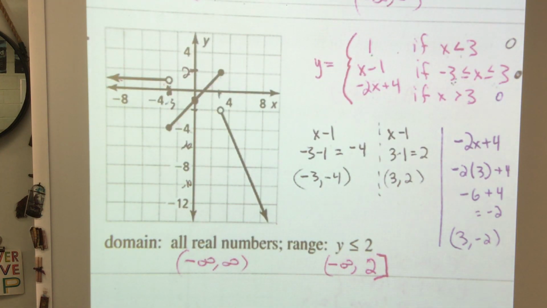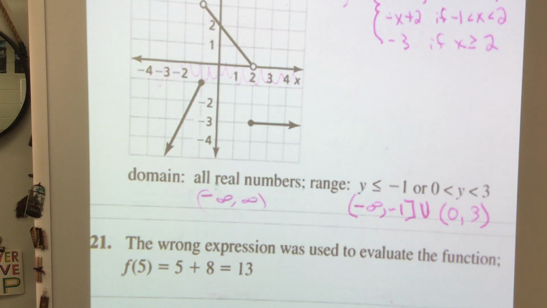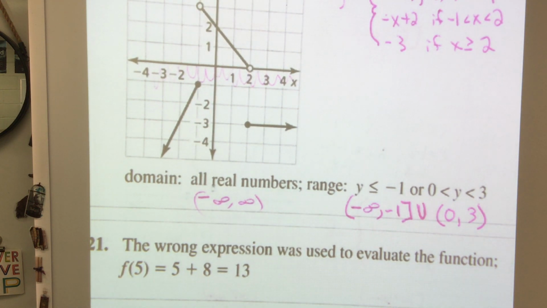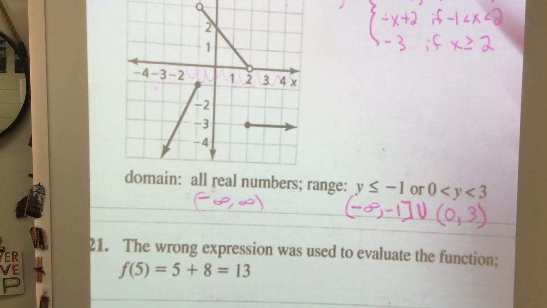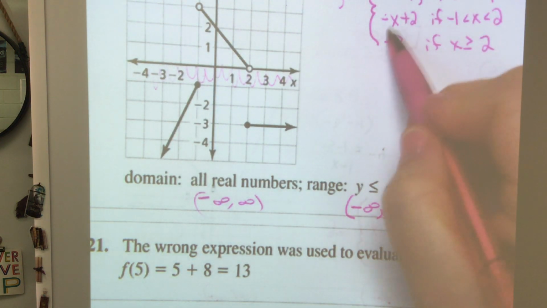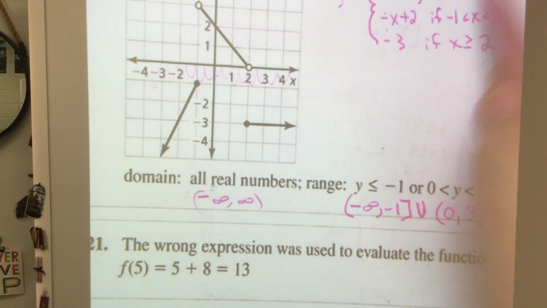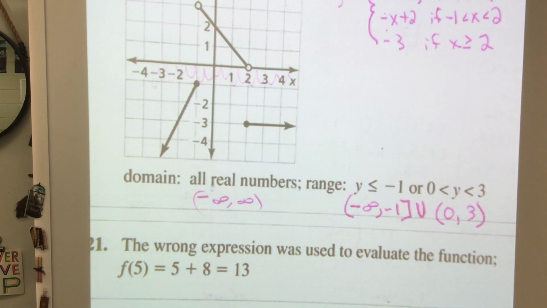Okay, last problem, before this video gets too long, if it isn't already. So I have 2x plus 1, -x plus 2, and -3. So 2x plus 1 if x is less than -1.